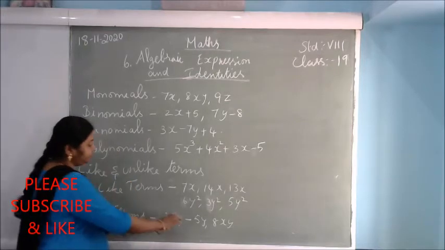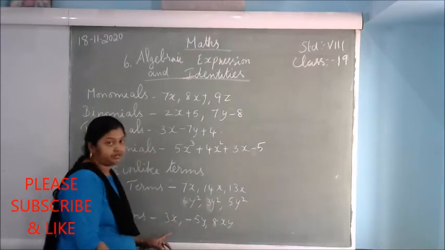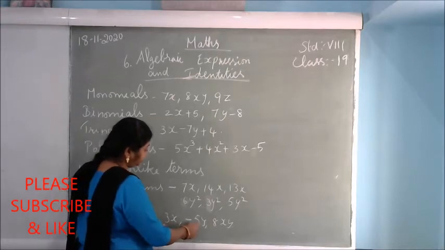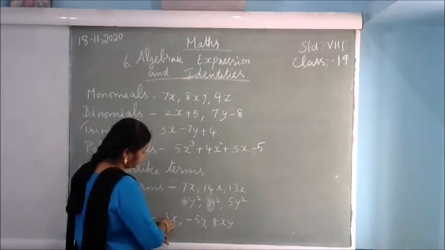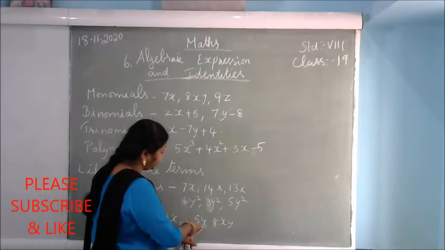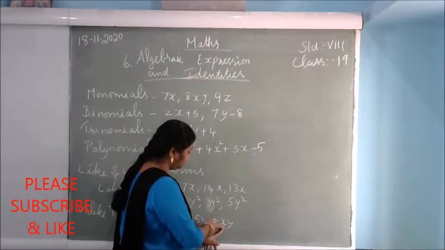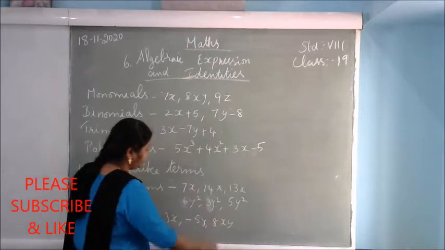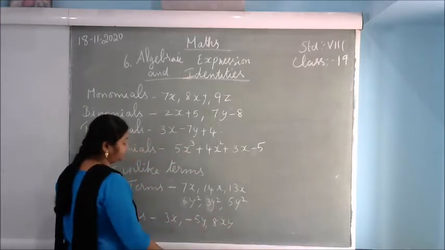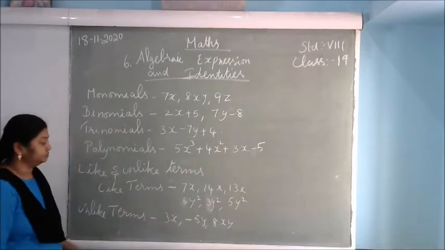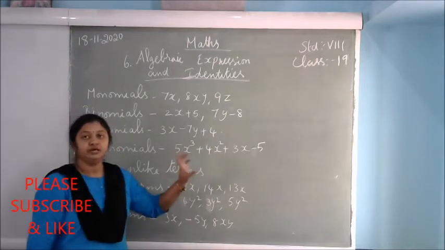Unlike terms means the variables will be different. Okay, see here: 3x, 5y, minus 5y, 8xy. Here the first term's variable is x, the second term's variable is y, and the third term's variable is xy. The variables are different. These are called unlike terms. Like terms, the variable will be equal.